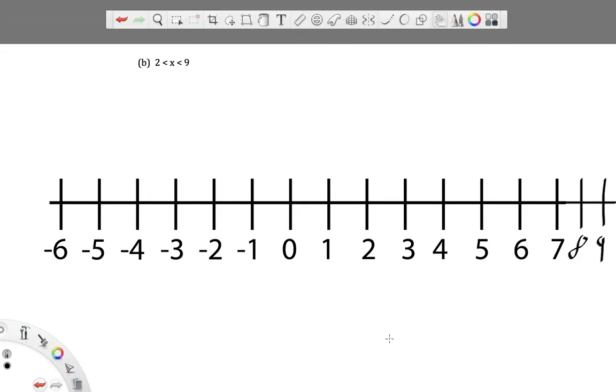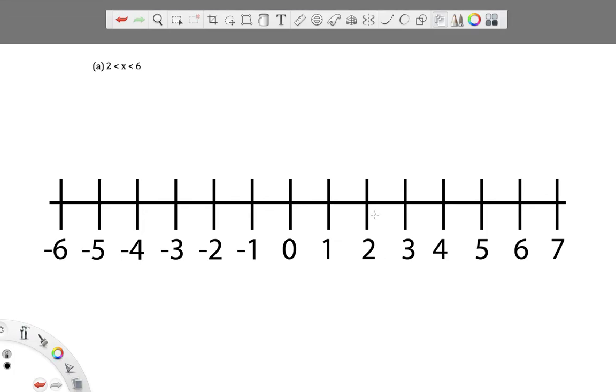Again, a similar inequality, it's a double one. So x lies between 2 and 9, but doesn't include 2 and 9. So we put a circle above our 2, a circle above the 9. Are those circles filled in? No, because there's no equal to part of the inequality. So all that's left for us to do with these questions is to connect the circles together, like so.